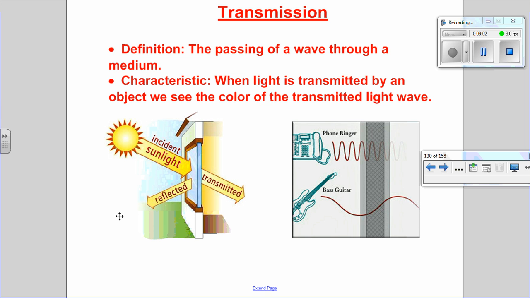Sound can also be transmitted as well. Right here, remember from the previous picture where we saw the sound insulation, and we saw some of it was absorbed, but some of it kind of went straight through. Well, the waves that went straight through, we would say they were transmitted, okay? So transmission is the passing of a wave through a medium.